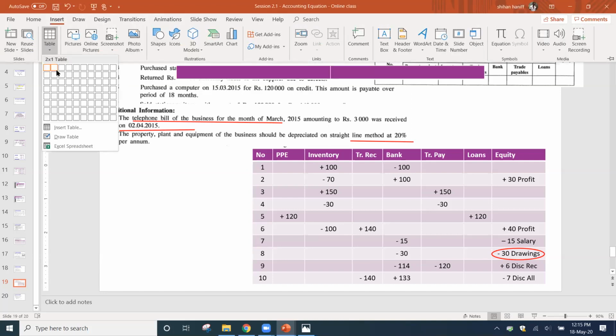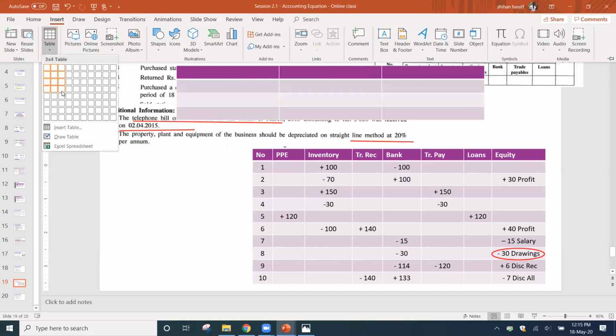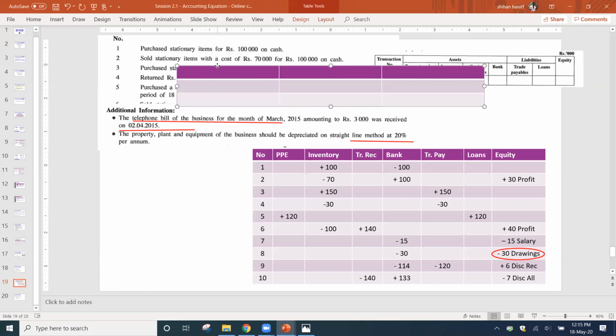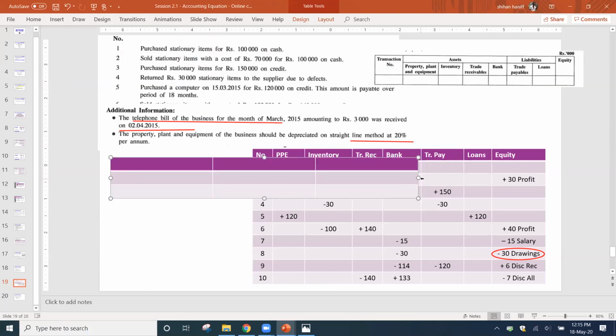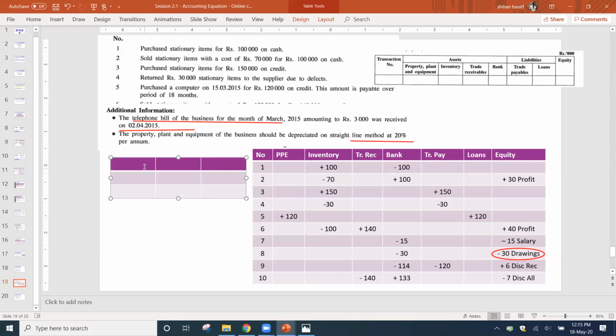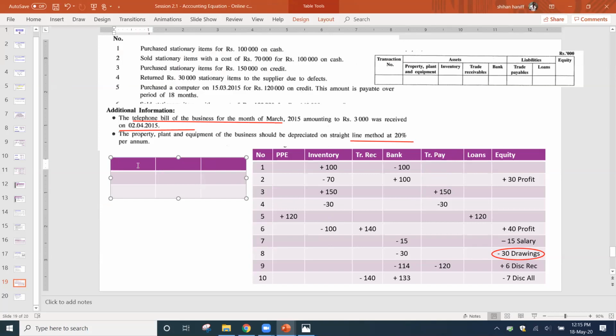Inside the table. Sales. Calculate the profit.